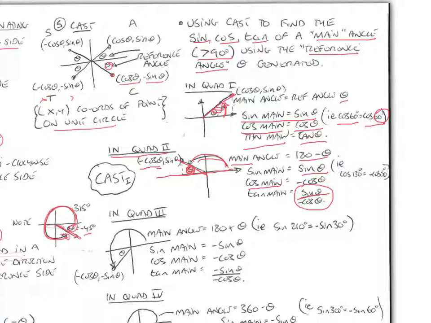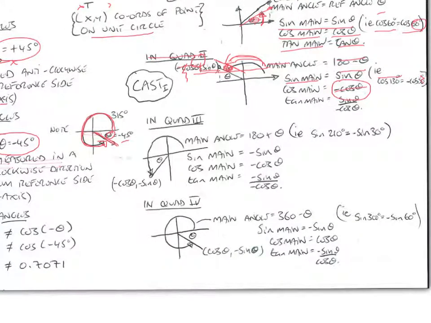So for example, if I have a main angle of 130 degrees and I want to find the cosine of 130 degrees, then that's equal to the negative cosine of the reference angle generated, which is 50. It's minus cosine 50 degrees, or minus cos 50 degrees.